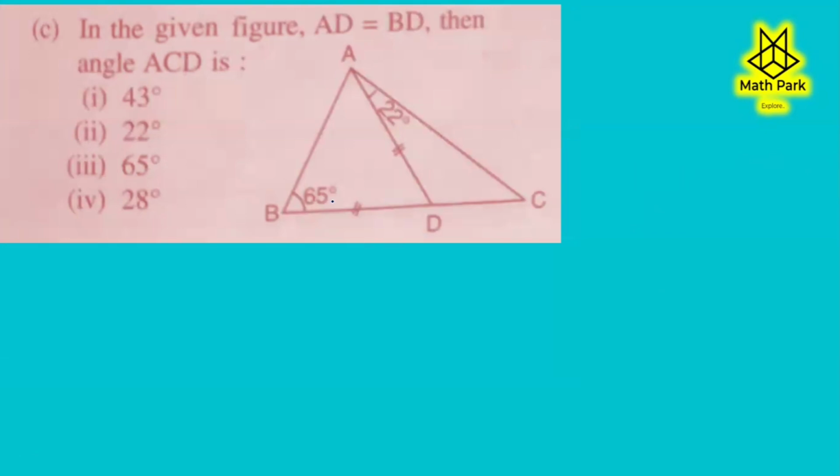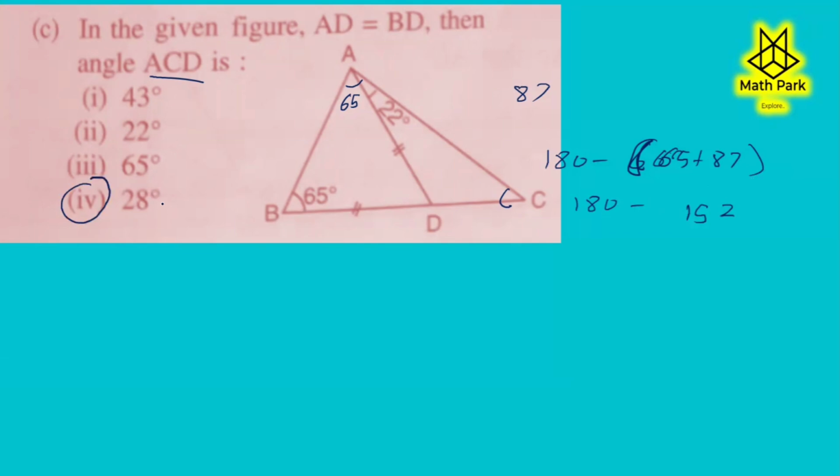The third MCQ, this is easy. You know, this is an isosceles triangle. So we have this angle as 65. You are asked to find angle ACD. This is the angle asked. So adding these two angles, you get 87. By the angle sum property of a triangle, we get 180 minus 65 minus the bracket, sum of two angles, 65 plus 87. So we get 180 minus 152, which is 28 degrees. So the fourth option is the correct one. This is 28 degrees.